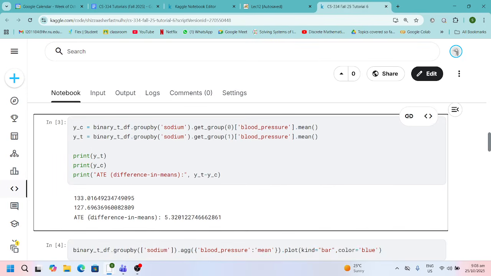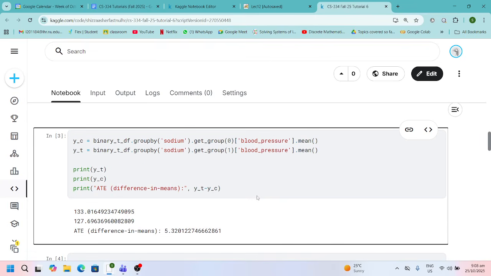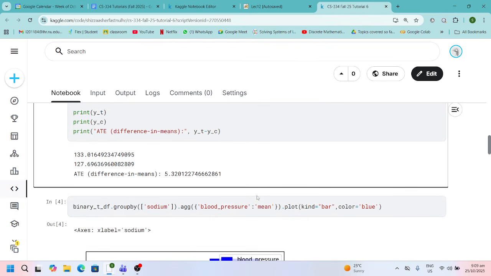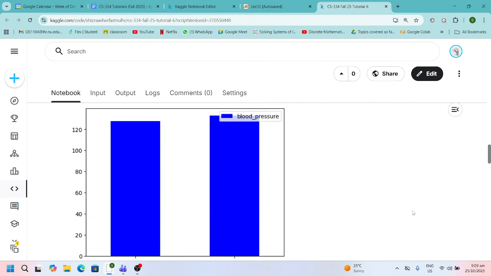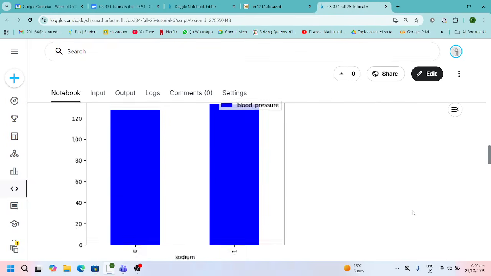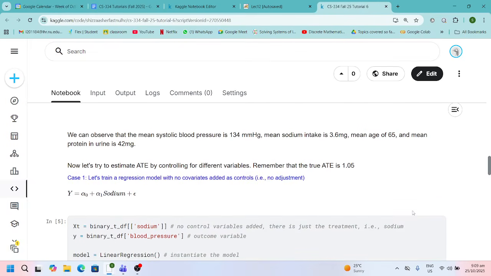So this is what it comes out to be. 133 for the group with high salt consumption, 127 for the control group. So when I take the difference, my ATE comes out to be 5.32, but this is a large overestimate of my actual ATE. Ultimately, it means that there's some confounder involved, but we're going to look at that later. So this is exactly what is plotted here.